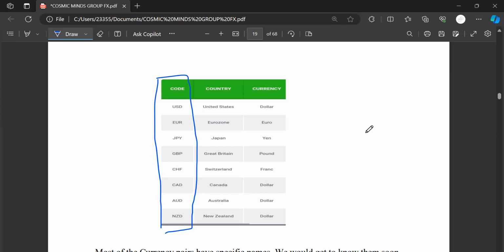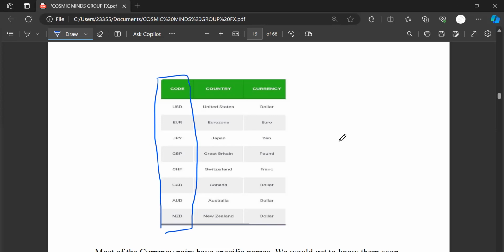So all these currencies have countries that use them, right? Or the countries that traditionally traded them. And then we have the currency symbols. The dollar has this symbol, the euro has this symbol, the yen has this symbol, the pound has this symbol, the franc has this symbol, the Canadian dollar has this symbol. The Australian dollar is also a dollar, right? The New Zealand dollar is also a dollar. So these are the major currencies.